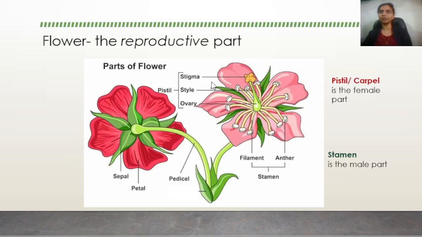Both are correct usages. There are three different parts for the pistil, that is the stigma, the style and the ovary, and the stamen or the male part is divided into the filament or the anther. You will learn more about each and every single part of these in some detail later.